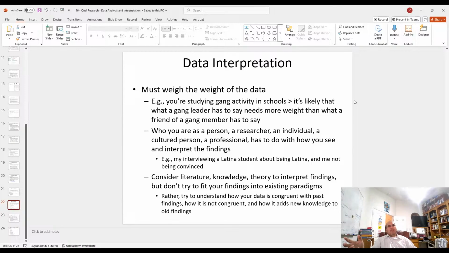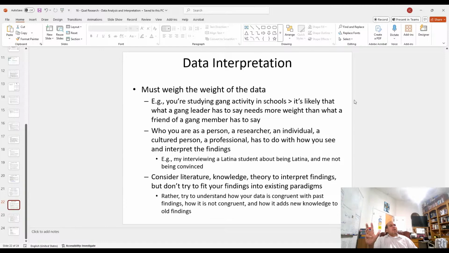Because if we're learning about gang activity in schools, it's best to talk to gang members as opposed to people that are friends or that know gang members, right? And so, as a researcher, you have to understand that some voices may carry more weight than other voices, and find a way to label those quotes or that research to provide more emphasis on those voices.